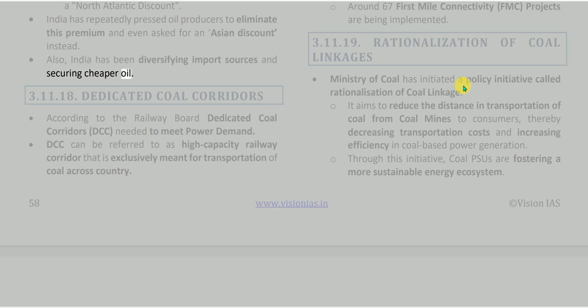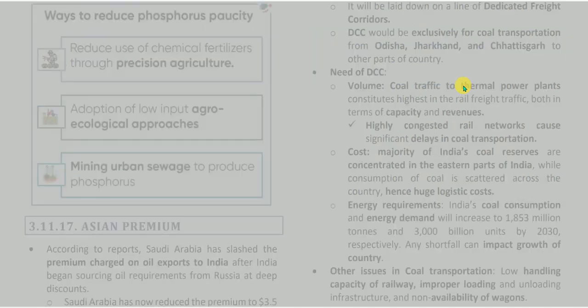3rd November 2018. Dedicated coal corridors. According to the Railway Board, dedicated coal corridors, DCC, are needed to meet power demand. DCC can be referred to as a high-capacity railway corridor that is exclusively meant for transportation of coal across the country. It will be laid down on a line of dedicated freight corridors. DCC would be exclusively for coal transportation from Odisha, Jharkhand, and Chhattisgarh to other parts of the country.